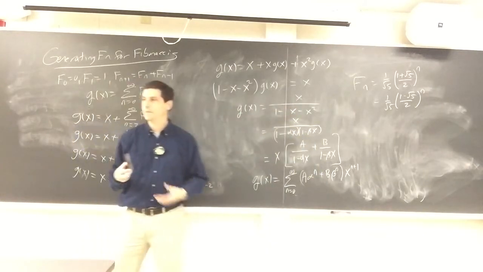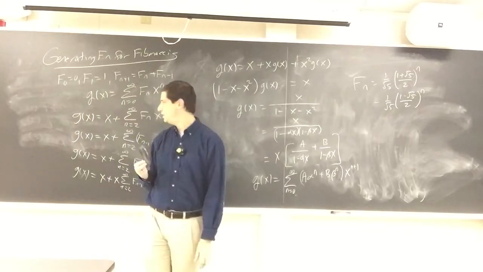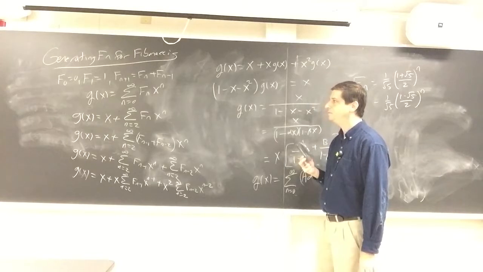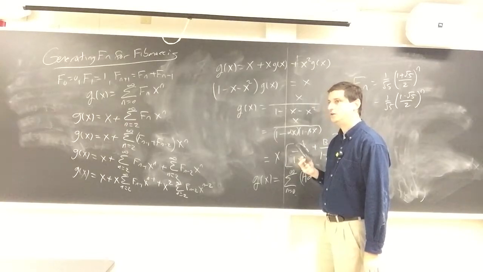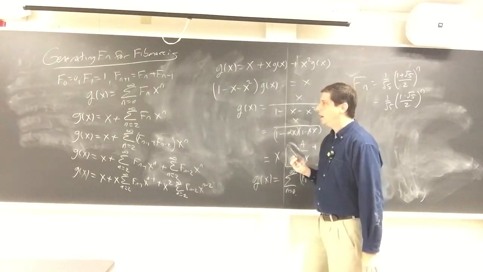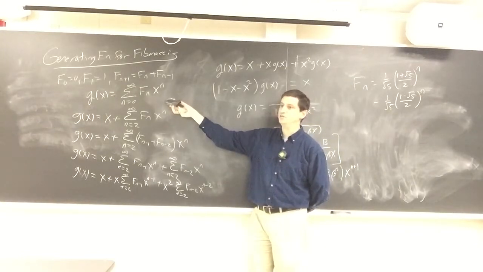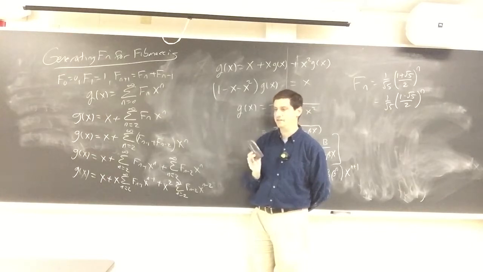Yes? So which is g of x, the generating function? So g of x is the generating function of the Fibonacci numbers. Okay, and why is it called the generating function? What's the meaning of the term? Basically, it just generates the coefficients. It generates the Fibonacci numbers. Those are the coefficients. Okay. And so by understanding g of x, we can understand the fn's.